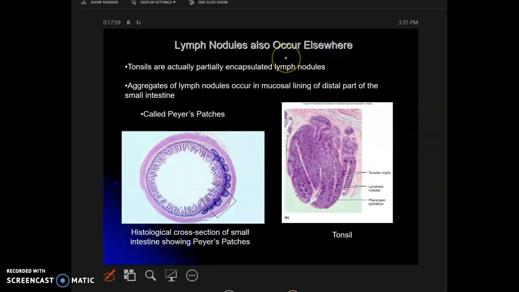These also, where do they occur? So there are certain interesting ones. Tonsils are interesting because they are a special kind of lymph node. And then there are the Peyer's patches. So where are the Peyer's patches? They are aggregates in, again, in the what? In the distal part of the small intestine.